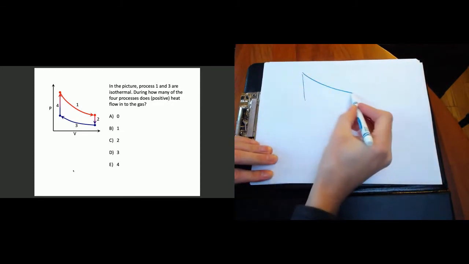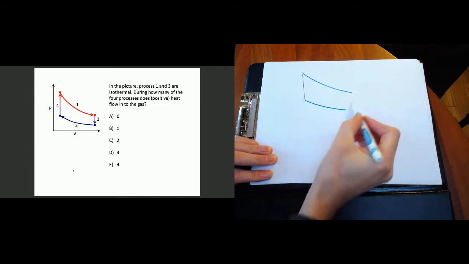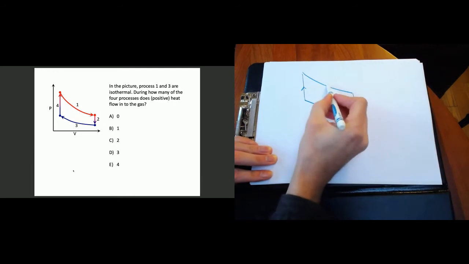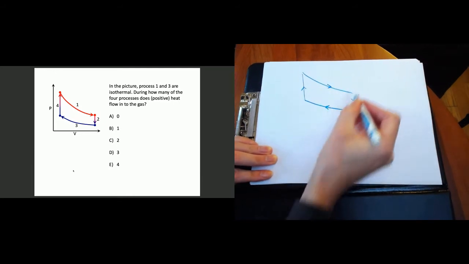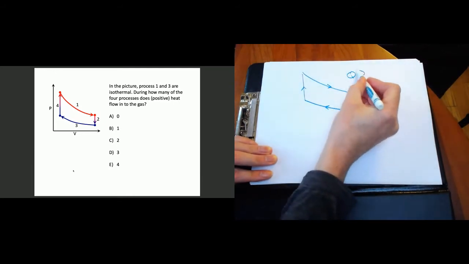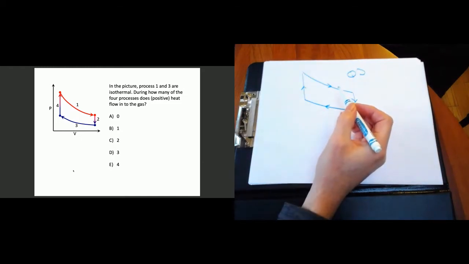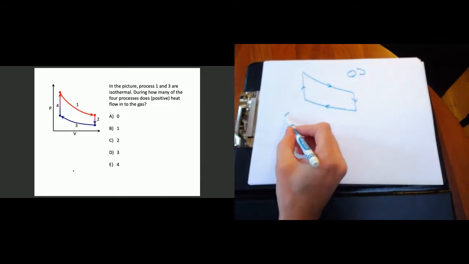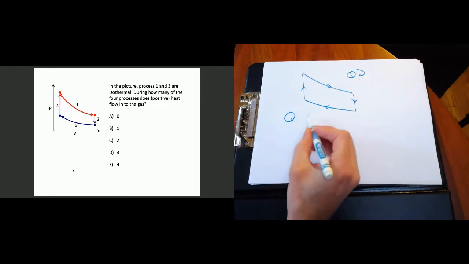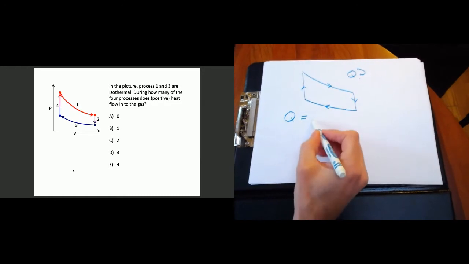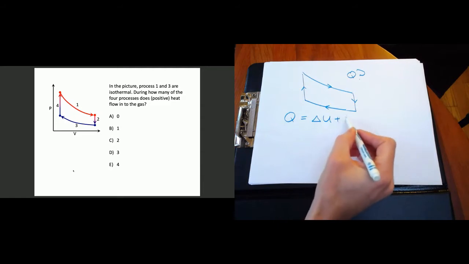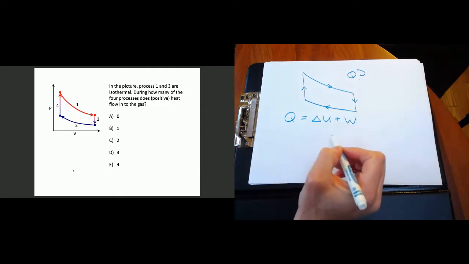Let's think about the answer to this question. What we'll do is think about each of these processes, and ask ourselves, is Q positive or negative for each one of these processes? My hint was that it's always going to be useful for us to think about what the first law of thermodynamics tells us. We can rewrite that as Q equals delta U plus W.